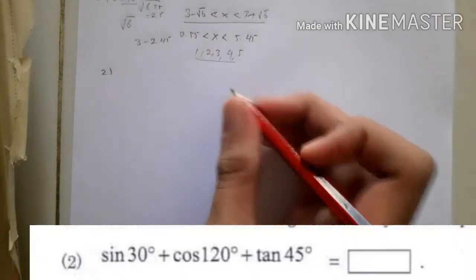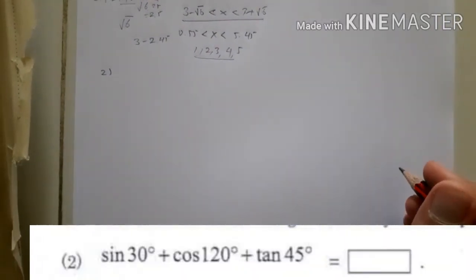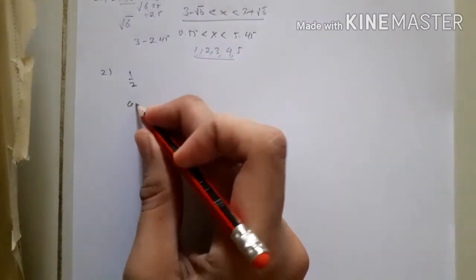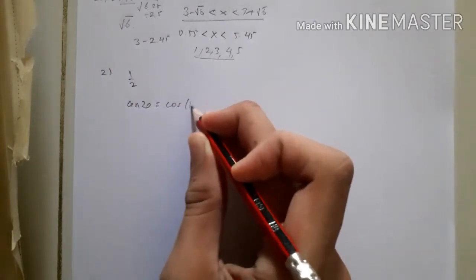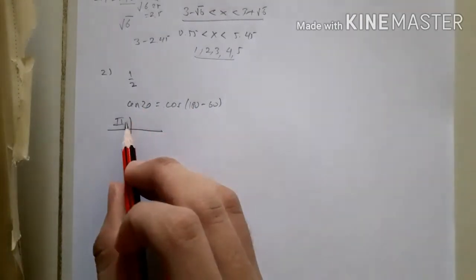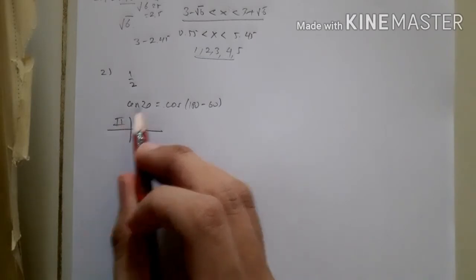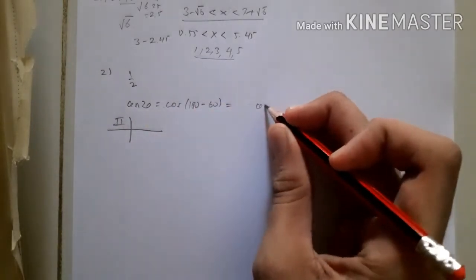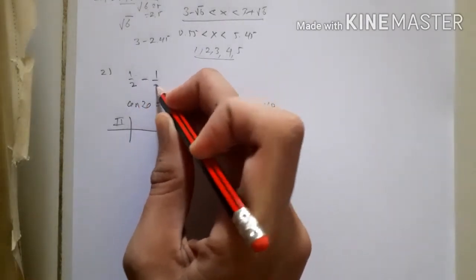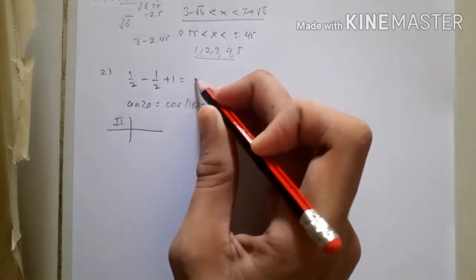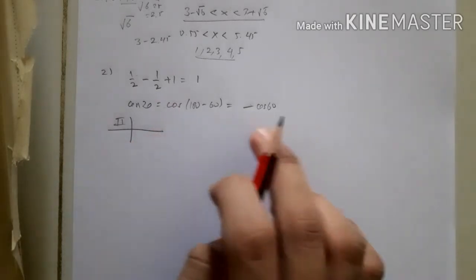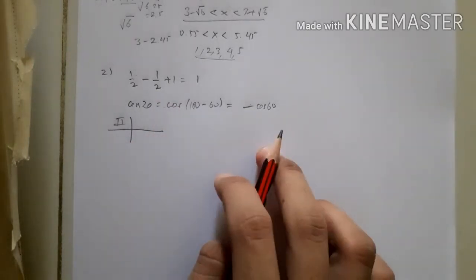And now number 2 is about sine 30 plus cosine 120 plus tangent 45. Well, it's simple. Sine 30 is half. Cos 120 is cosine of 180 minus 60, and because this is in the second quadrant, the value of cosine is negative. So this is negative cosine 60, which is minus half, and tangent 45 is 1. So the answer is 1. You just have to remember the special angles: 0, 30, 45, 60, and 90.